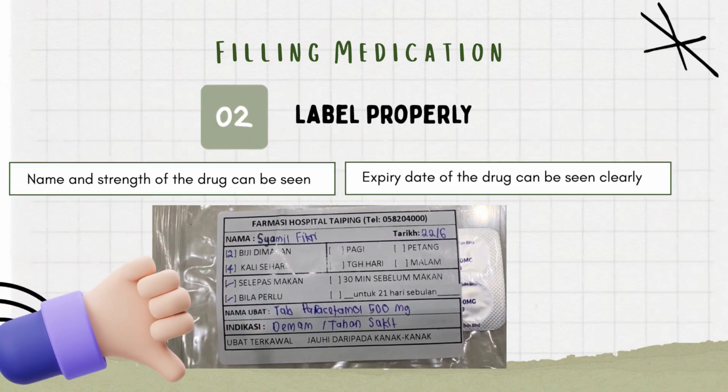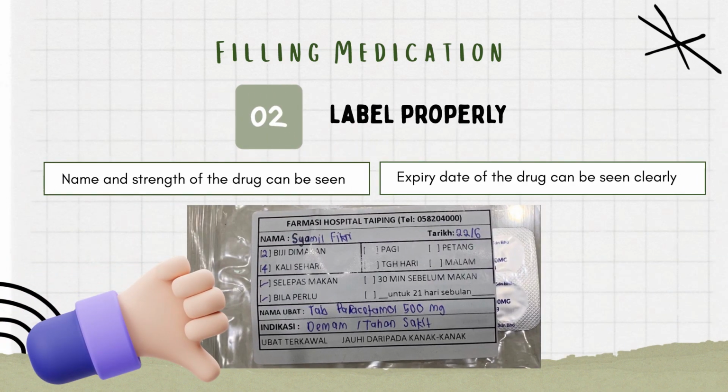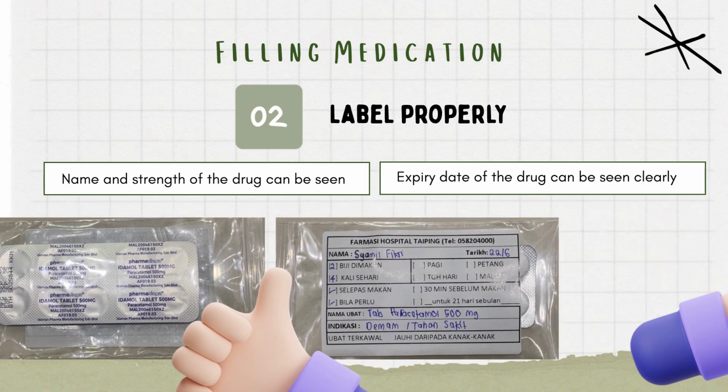Next, I would like to share the correct technique to label after we finish filling the medication. While labeling, we have to bear in mind that the name, strength, and the expiry date of the drug must be seen clearly. As you can see here in this picture, we should not paste the label on the side of the envelope where the name, strength, and expiry date of the drug are printed, but we should paste the label on the other side as shown in this picture.